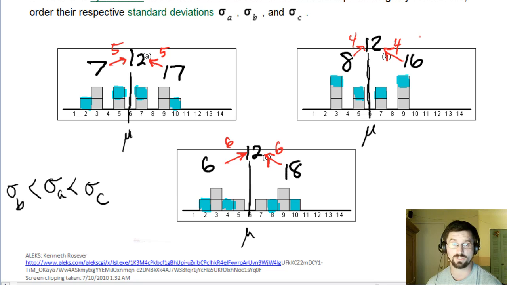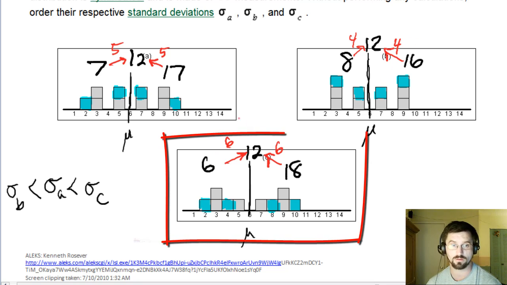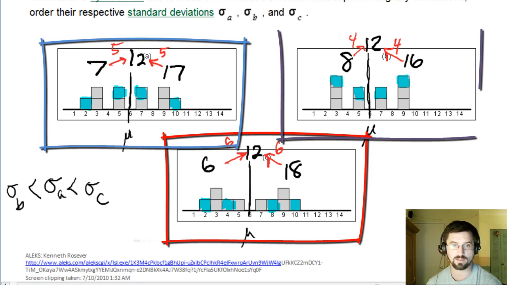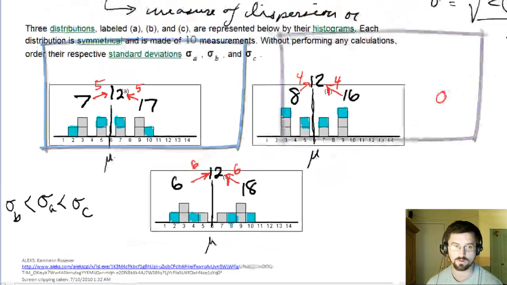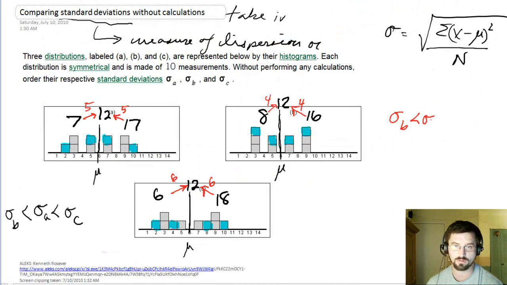So which is the furthest spread out? This one. C is. So, and then A, and then B. So again, the order is B is the smallest, A is the next, and C is the greatest standard deviation. And that's how you do it.